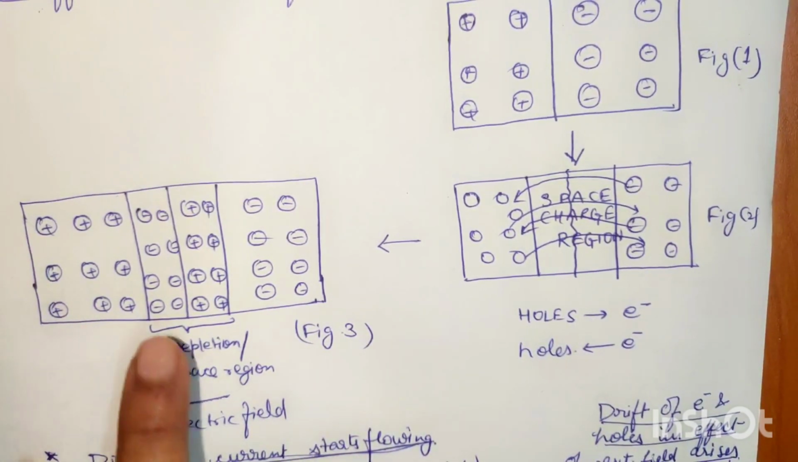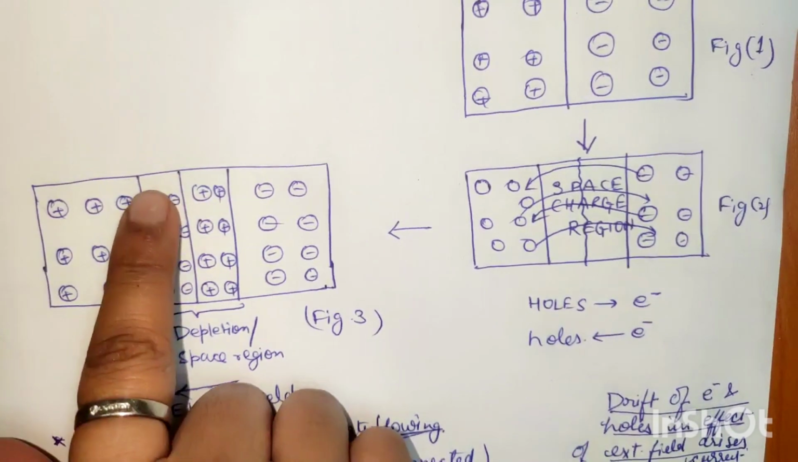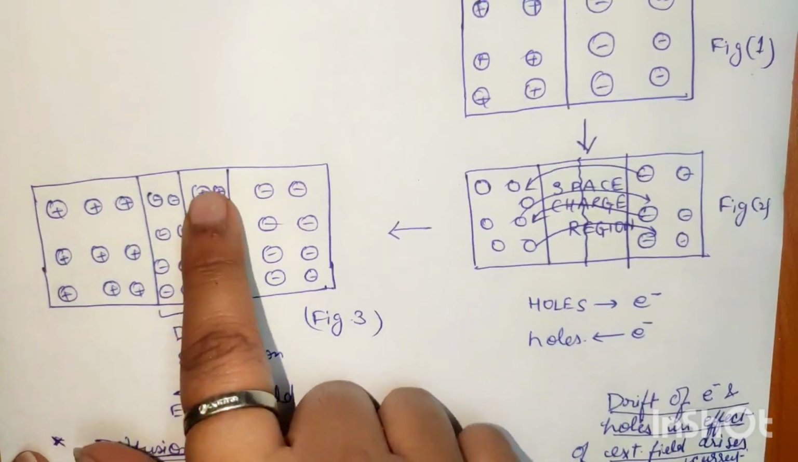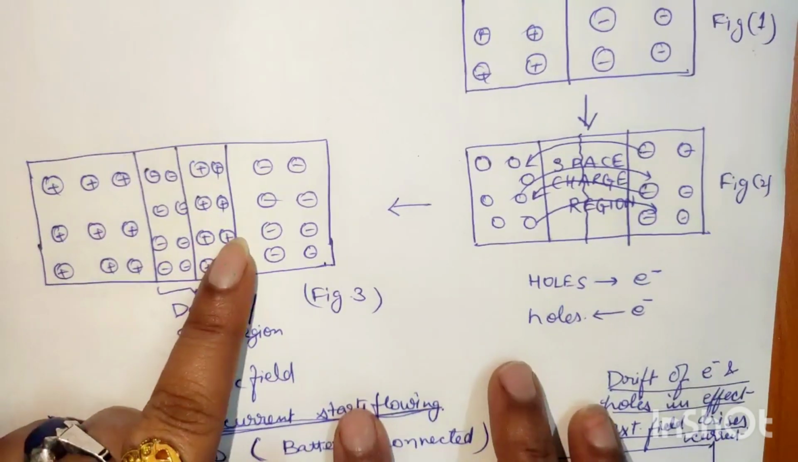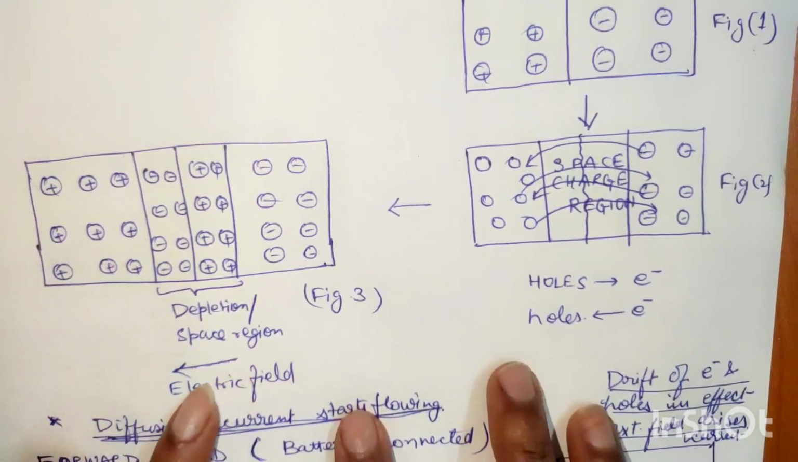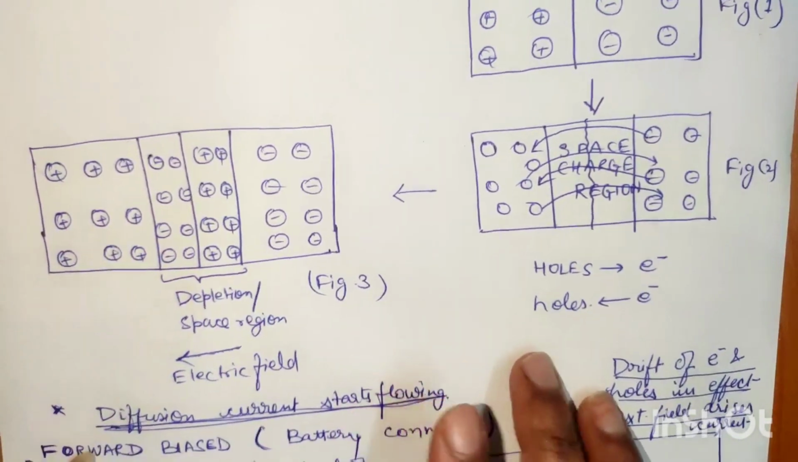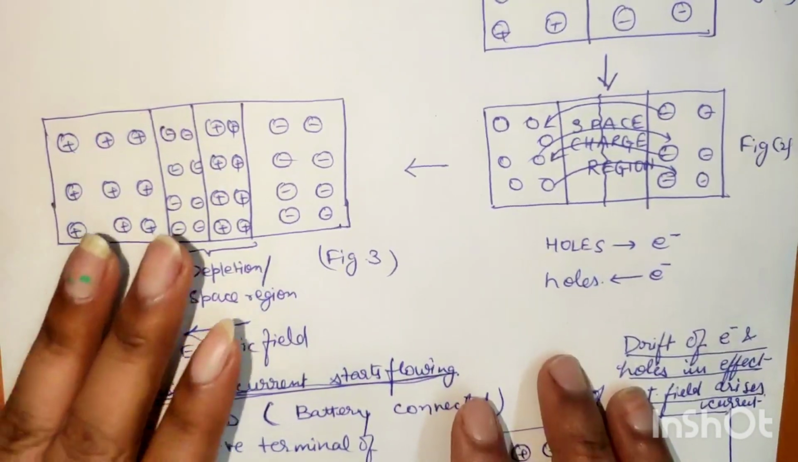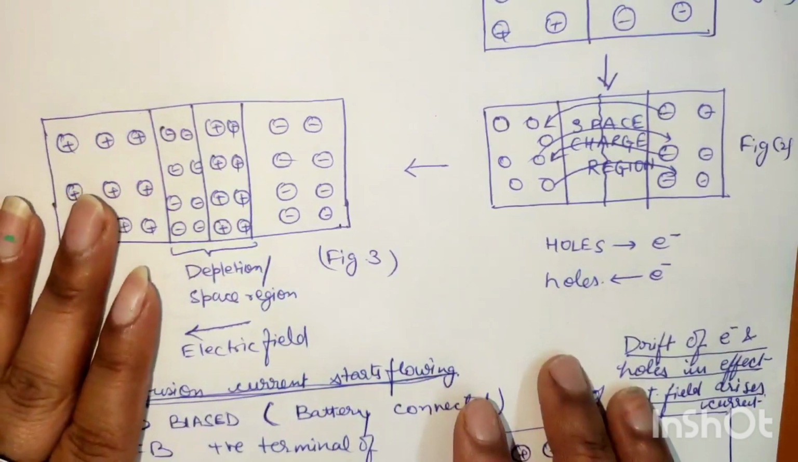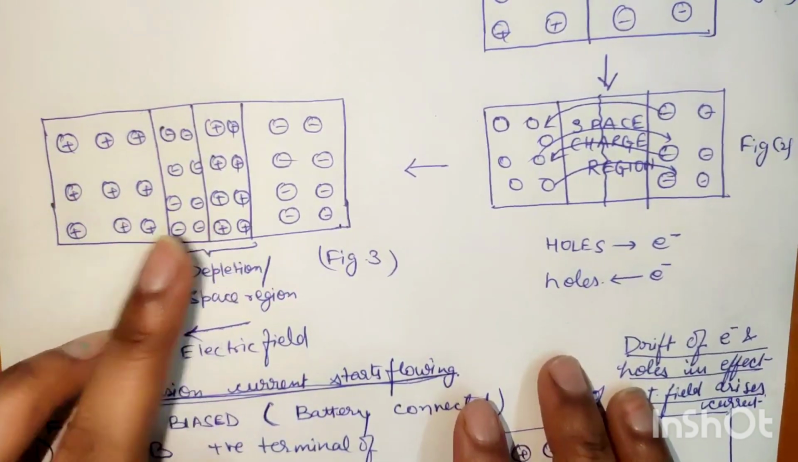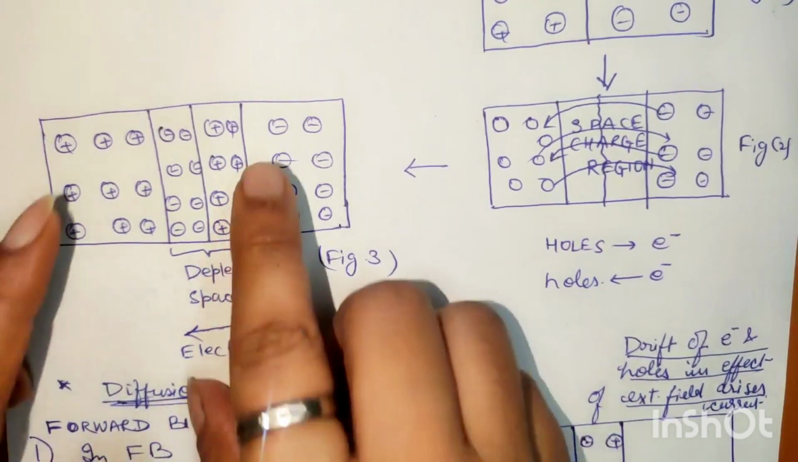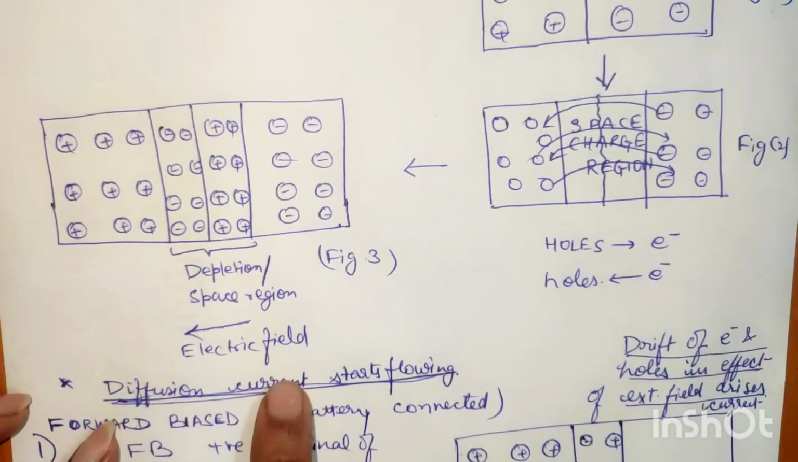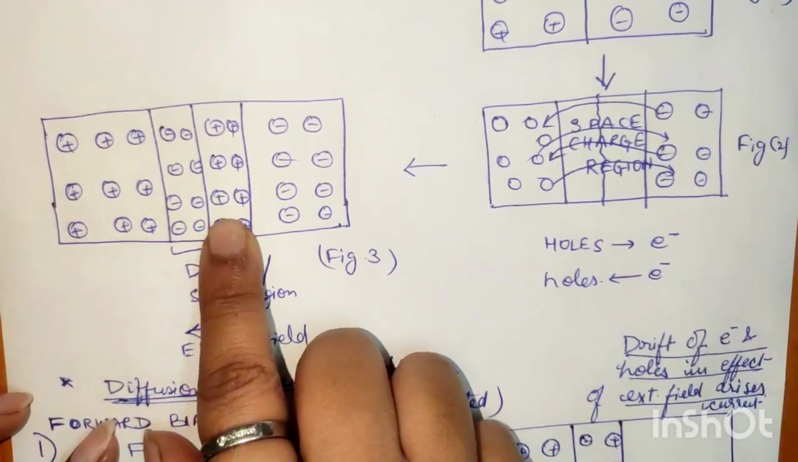After that we can see the third diagram, where you can see here the electrons or negative charges and here the positive charges have been formed, and this is called the depletion region. Due to the formation of positive and negative charges, an electric field will start acting on this p-n junction, and here due to the diffusion of electrons and holes at both the sides, we get a diffusion current. Due to the recombination of electrons and holes, we get a diffusion current which starts flowing in this p-n junction.